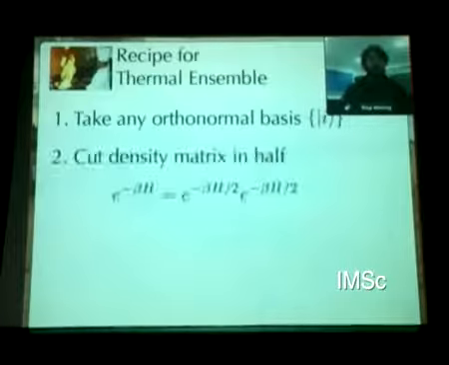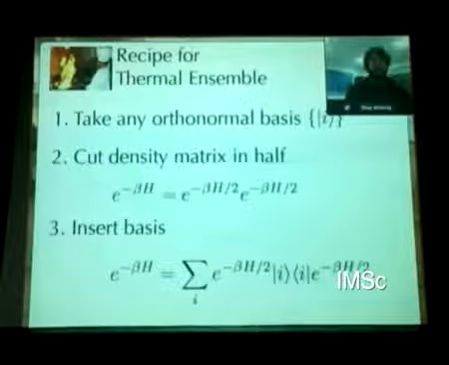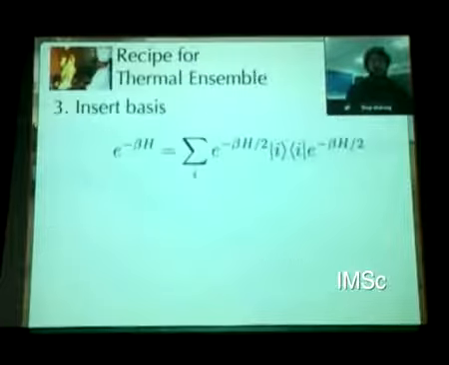So the idea is to factorize your full density matrix into two pieces, and a factor of 2 is appearing. The reason you do this is because you can insert this complete set of states. And these states eventually are the product states, these i's. Now you get a nice symmetric factorization, a symmetric decomposition of your density matrix. That's the idea.